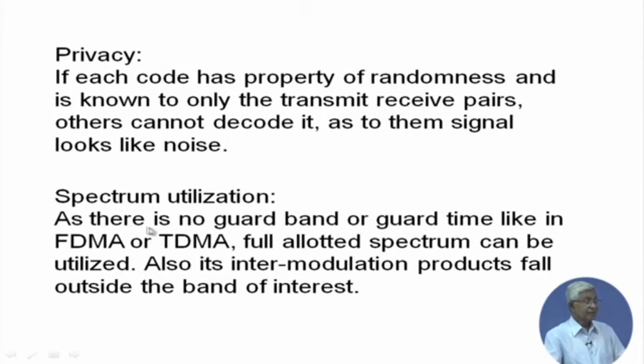Spectrum utilization: there is no guard band like TDMA or FDMA. The frequency band is not separately allotted between the bursts. There is no burst, it is one single continuous transmission, and that is why there is no guard time like TDMA. So it is a continuous use of the full transponder bandwidth and power by all the stations simultaneously. That means the full allotted spectrum can be utilized. Also, since all the carriers are coming simultaneously, there will be a lot of intermodulation products that will fall outside the band of interest.